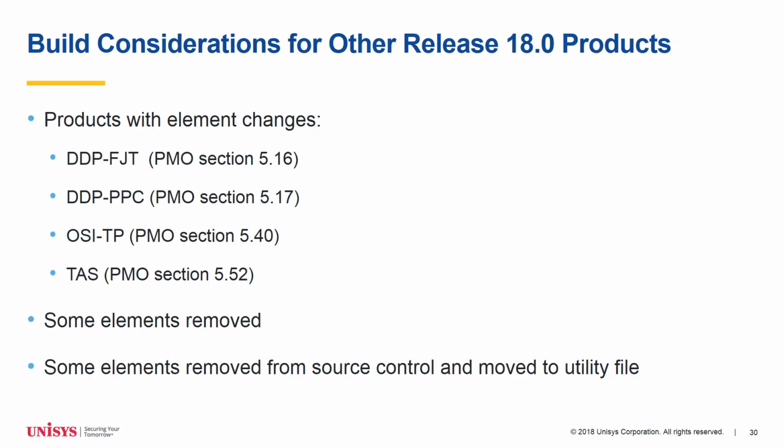The list of elements affected within each of these products varies and is detailed in each of the PMO sections noted on this slide. If you currently maintain local code in these products and have been using source line corrections to make changes to the specific elements mentioned in the PMO, you will have to examine your code and adjust as necessary.